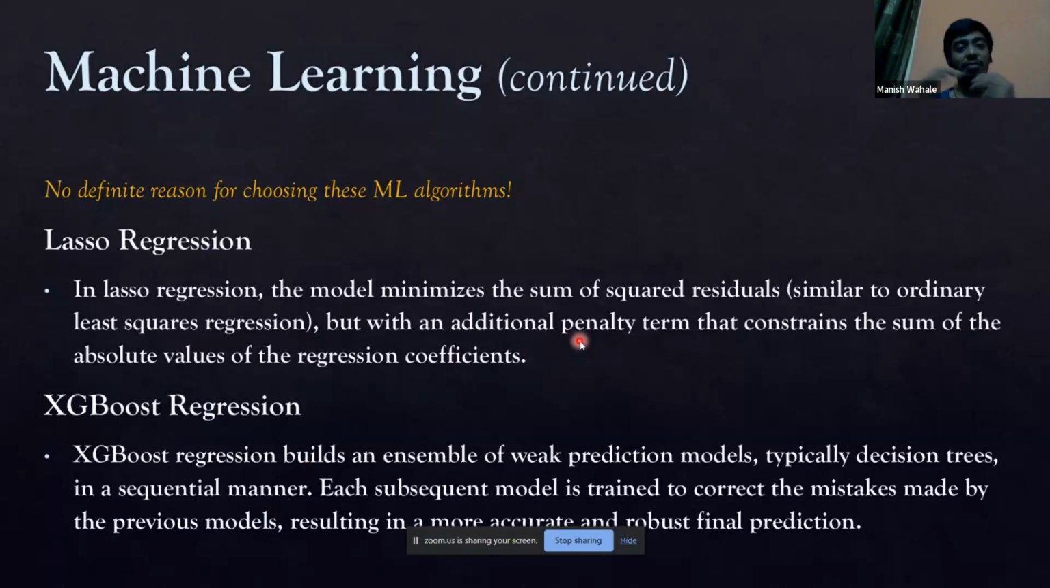So if this weight value increases drastically for one feature, then the model tries to overfit on one feature only. So what is lasso regression?